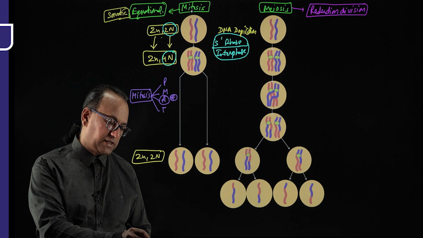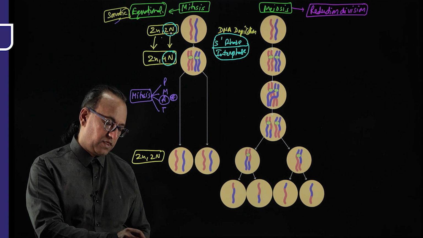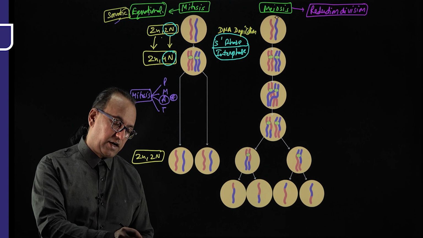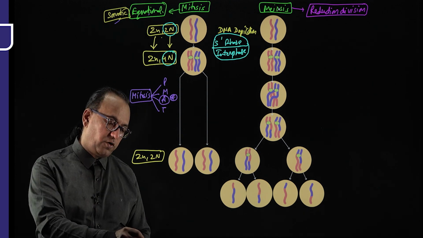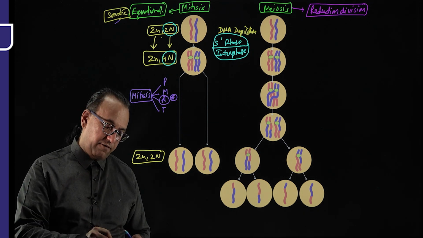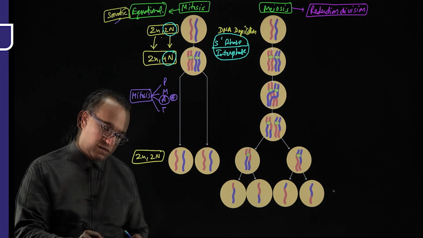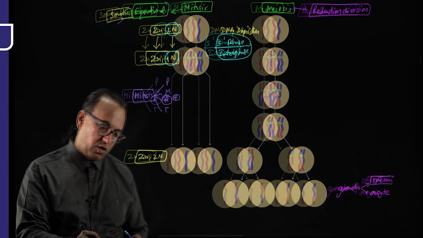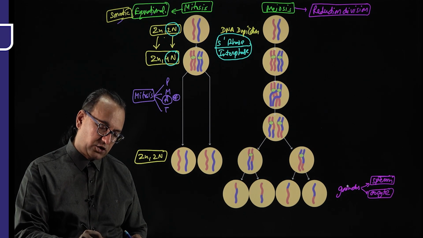So mitosis is an equational division, happens in somatic cells mostly, and does not change the chromosome number. It stays the same. But that is not the same for meiosis. Meiosis is a reduction division, and it is going to reduce the chromosome number to half. The eventual cells, which are called the gametes, may be the sperm or the oocyte, depending upon whether you have the Y chromosome or not. These gametes are actually haploid.